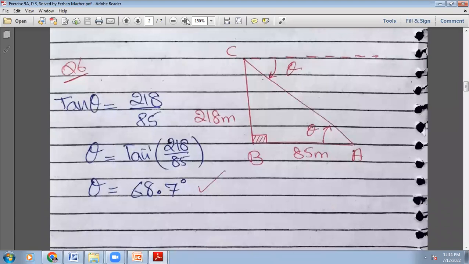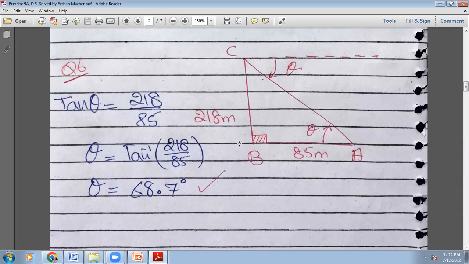Basically, this is the top of the castle. This is 218 meters high. The distance between the bird on the ground and the base of the castle is 85 meters. So I want to know what is the angle of depression. Whatever is the angle of depression, the same will be the angle of elevation. So it's a right angle triangle. You can see I want to know this angle.